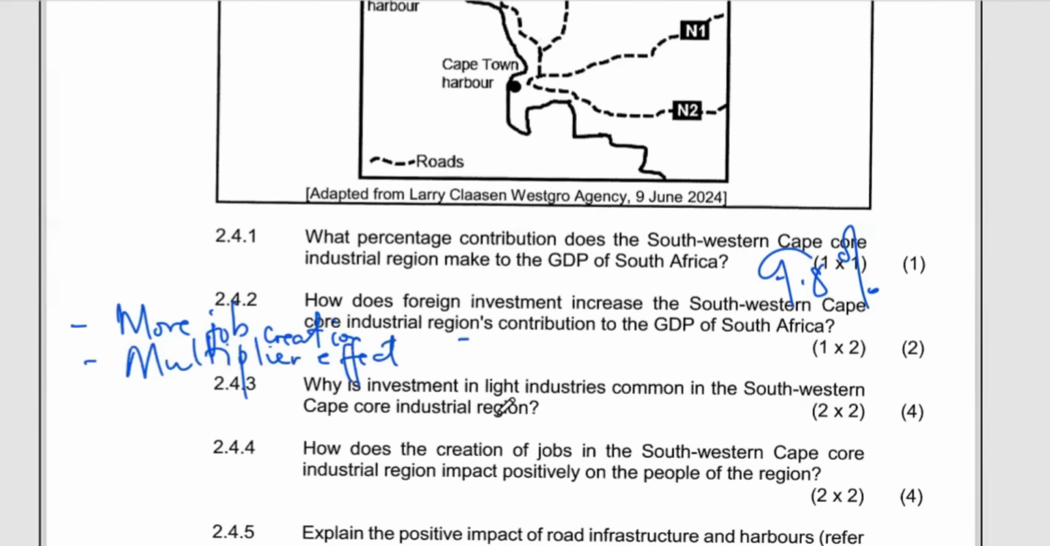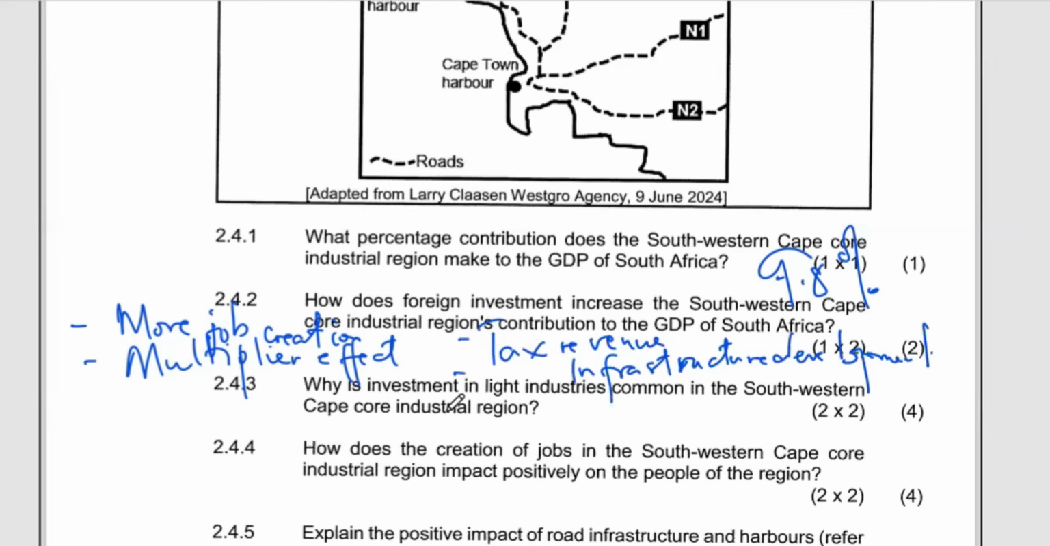Then we can also look at other things like contribution of tax revenue. The foreign investors are supposed to contribute tax revenue, and that tax revenue is going to be used productively by the government. And we can also look at other things like, they also contribute towards infrastructure development. Yeah, those are some of the factors that you can talk about when you look at the foreign investments.